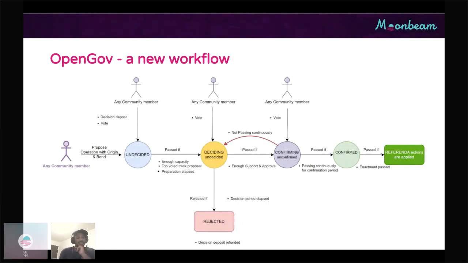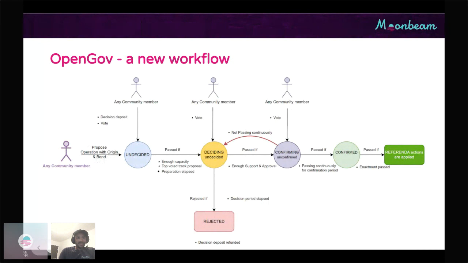On the left-hand side, you have any community members. There is no specific or privileged set of people that can propose something. Everyone is treated the same way. So any community member can propose, and this is what we define: we can propose an origin to perform a certain set of operations. So this is a proposal that a specific origin does something. This is a proposal that will have a state that is called undecided.